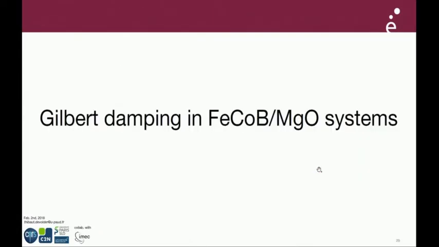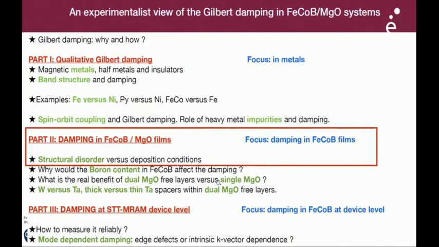Okay. And this brings me to the second part of my talk, where I will specifically discuss the case of iron, cobalt, boron, MgO films with out-of-plane magnetization.